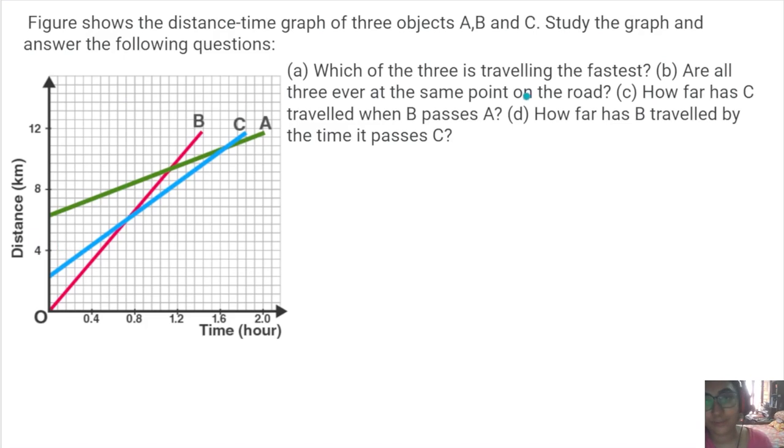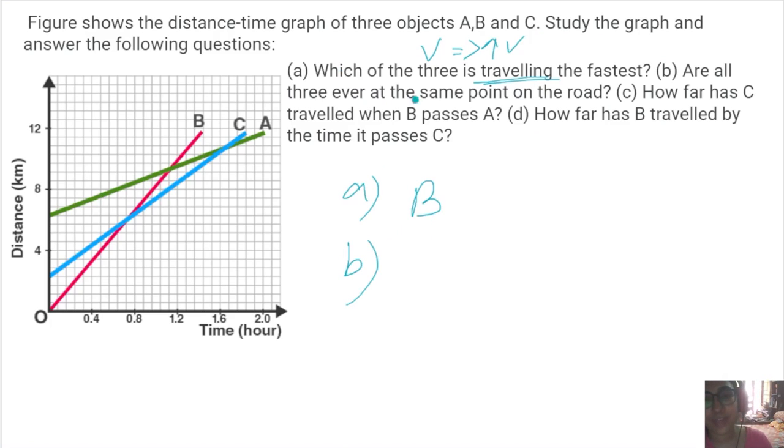So that will obviously travel the fastest, because you know that the slope in a distance-time graph gives you velocity. So the one with the highest slope is the one with the highest velocity. In this we can see that B has the highest slope. So the answer of A will be B.